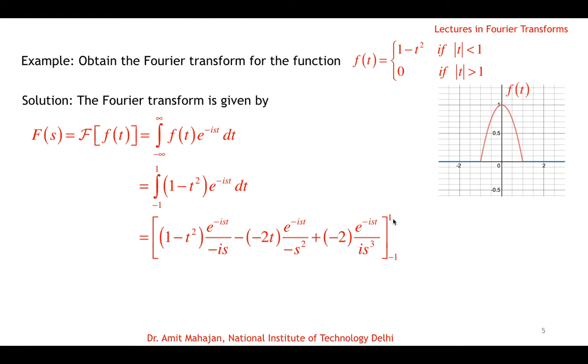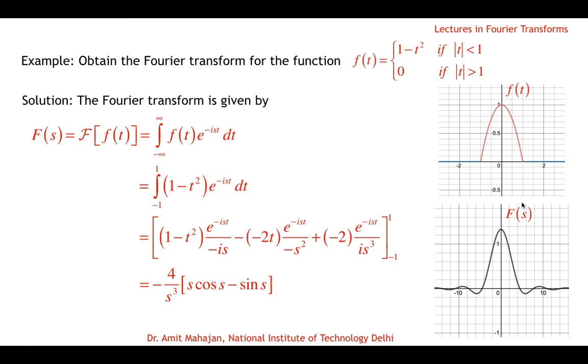The limits are minus 1 to 1, so we substitute the upper limit minus the lower limit. At 1 the first function 1 minus t square is 0, and at minus 1 it is also 0. So the first term will be 0 at both limits, and the other two terms give the value on substituting upper limit minus lower limit. So we can substitute, and this is the Fourier transform of the function f(t). We can plot this F(s) function in the frequency domain; it is the Fourier transform of this inverted parabola. This is how you calculate the Fourier transform for the function.